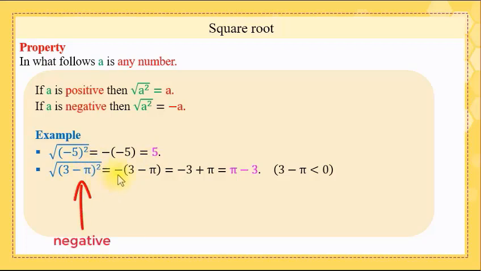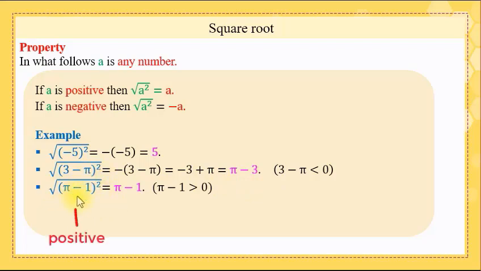Another example. Here we cancel power 2 with radical, but we check first. 3 minus pi is a negative number using a calculator. So we put in front of it minus. Then we get minus 3 plus pi or pi minus 3. Another example. Before we cancel power 2 with radical, we check pi minus 1 is a positive number. So easily we can cancel power 2 with radical to get pi minus 1.